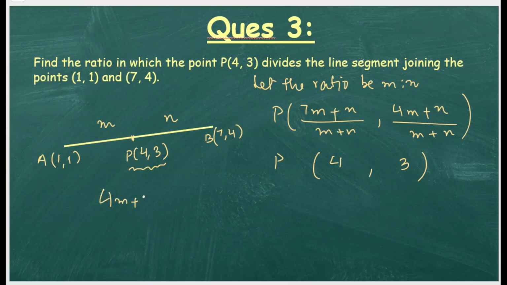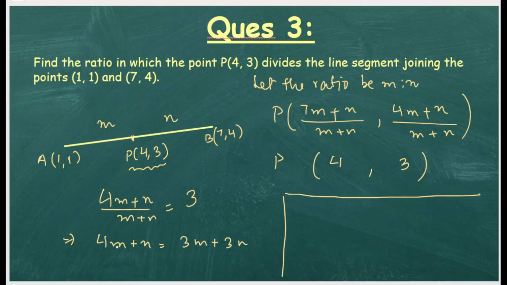So (4m plus n) over (m plus n) is equal to 3. Now use cross multiplication. So we get 4m plus n is equal to 3 times m, 3m, plus 3n. All right, I'm writing over here. So 4m minus 3m, just separate the variables, equals 3n minus n. 4m minus 3m is just 1m, is equal to 3n minus n, which is 2n.